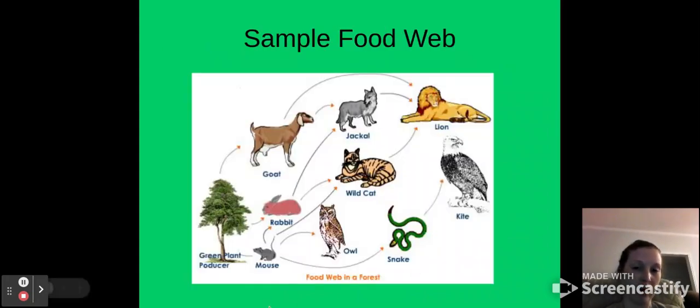This is a much neater version of a food web. But it shows you, these two up top, these would be our third order consumers. We've got our autotroph, our producer. We've got our first order, second order, third order.